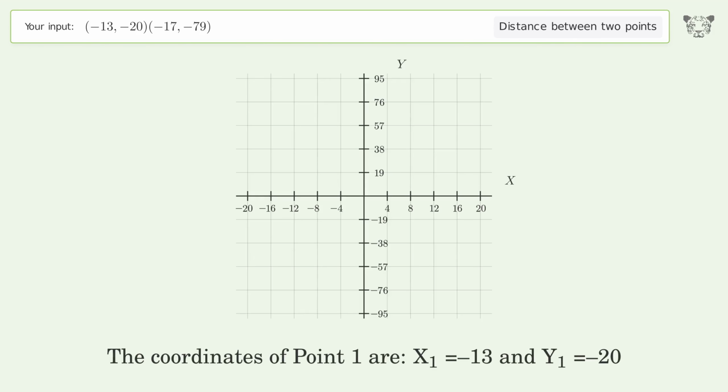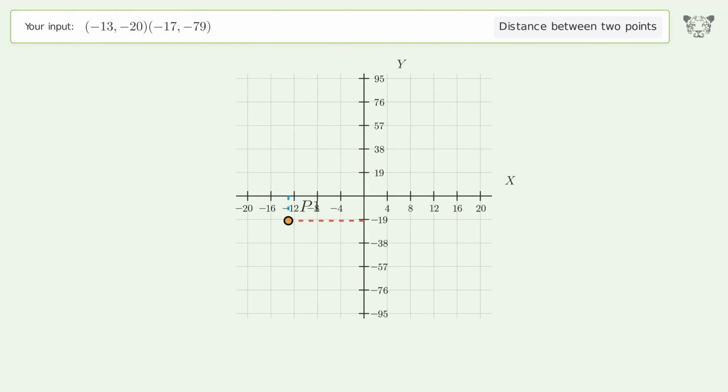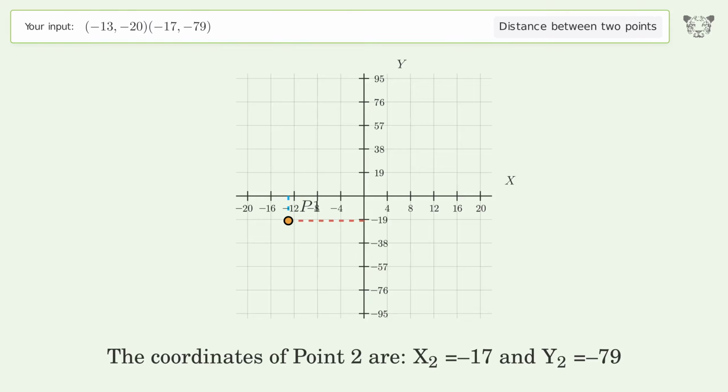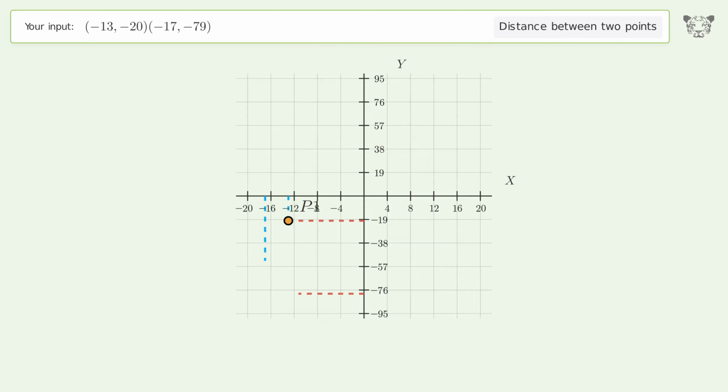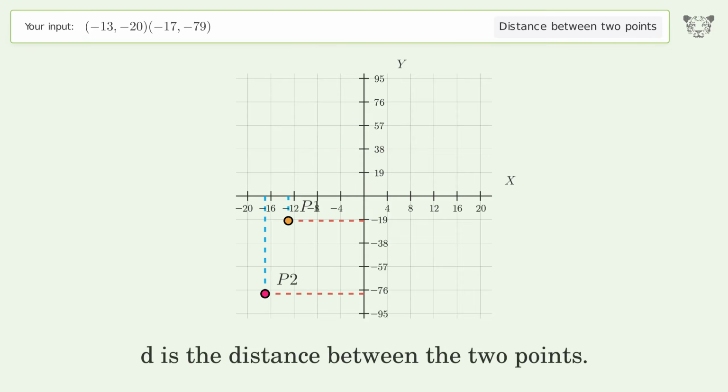The coordinates of point 1 are x1 equals -13 and y1 equals -20. The coordinates of point 2 are x2 equals -17 and y2 equals -79. D is the distance between the 2 points.